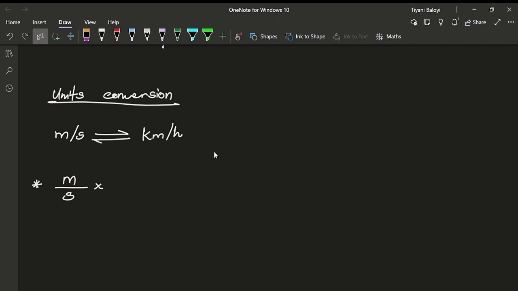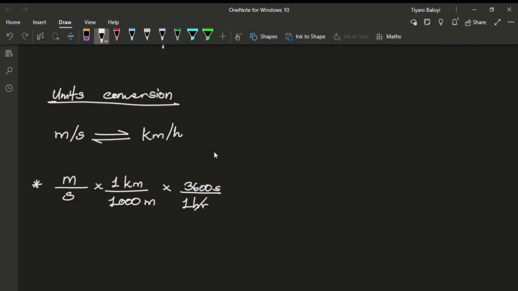So 1 kilometer, what is 1 kilometer equal to? It's equal to 1000 meters, right? Multiply by hours at the bottom and seconds at the top. So we'll have 1 hour. 1 hour is equal to how many seconds? It's 3,600 because you have 60 minutes in 1 hour, and in 1 minute you have 60 seconds. So you have 60 by 60, which gives you 3,600 seconds.